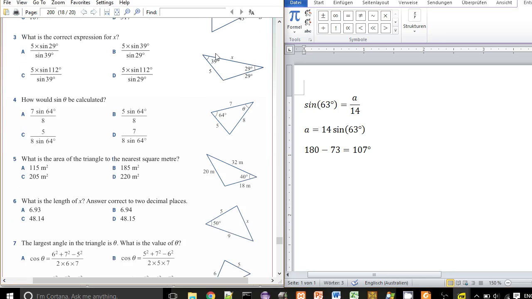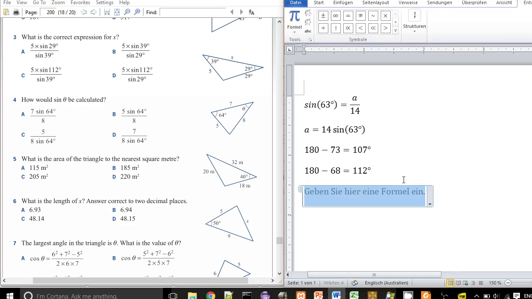Okay, sine rule, cosine rule, what are we talking? There's no right angle triangle. Looks like the sine rule. So x is opposite this. We don't know this angle, so let's figure it out. 39 plus 29 makes 68. So 180 take away 68 is 112 degrees. And then what? Okay, so 112 goes with the x.